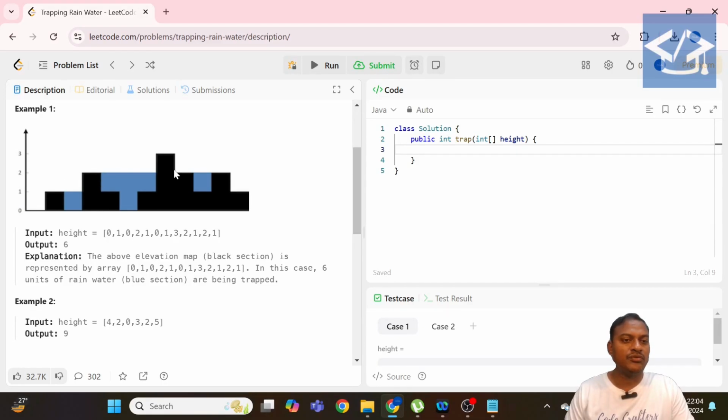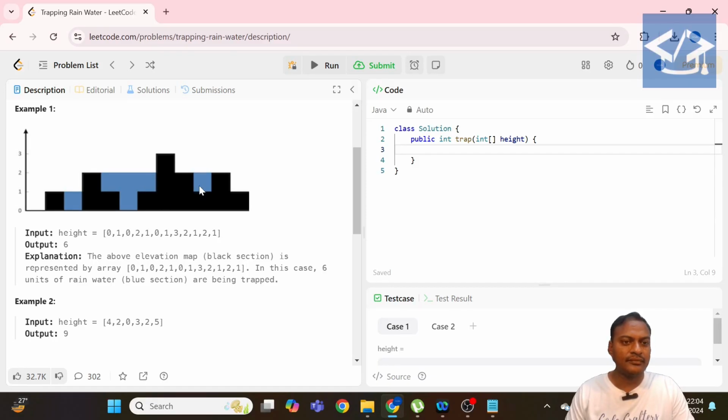We have to take the minimum of those two, so that is 2, and from that 2 we have to subtract the height of the building. Here there is no building, so 0 is subtracted. 2 minus 0 is 2, so it can hold 2 units of water. Let's take this one. Here the left max will be 2 and the right max will be 3. The minimum is 2, and the height of the building is 1, so 2 minus 1 is 1, so it can hold 1 unit of water. The same goes for this.